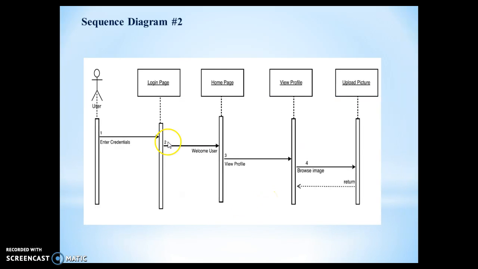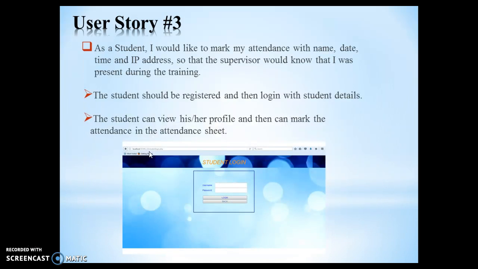So this is the sequence diagram for the second user story. Going on to the third user story: as a student, I would like to mark my attendance with name, date, and IP address so that the supervisor would know that I was present during the training.